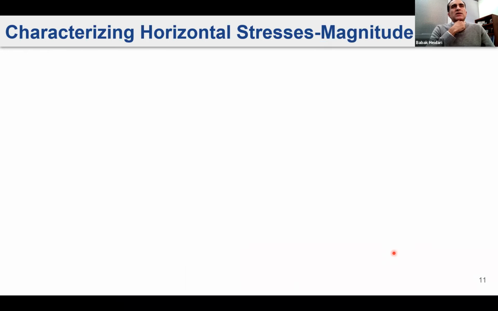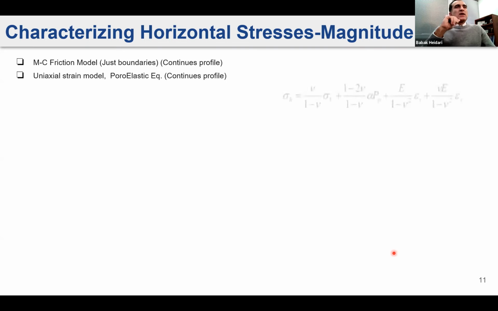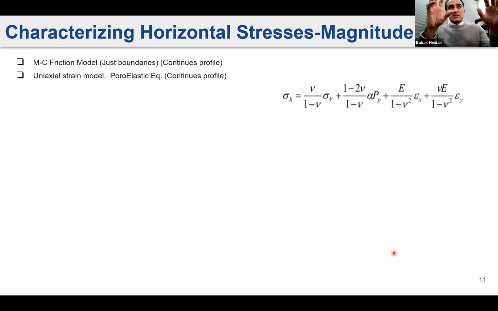So the other component is magnitude of horizontal stresses. What are the techniques to estimate or define the horizontal stresses? We can use Mohr-Coulomb friction model, which is just defining the boundary. So you can say that, okay, your formation has failed or hasn't failed, and define the boundary accordingly by considering a simple Mohr-Coulomb model with the friction model.